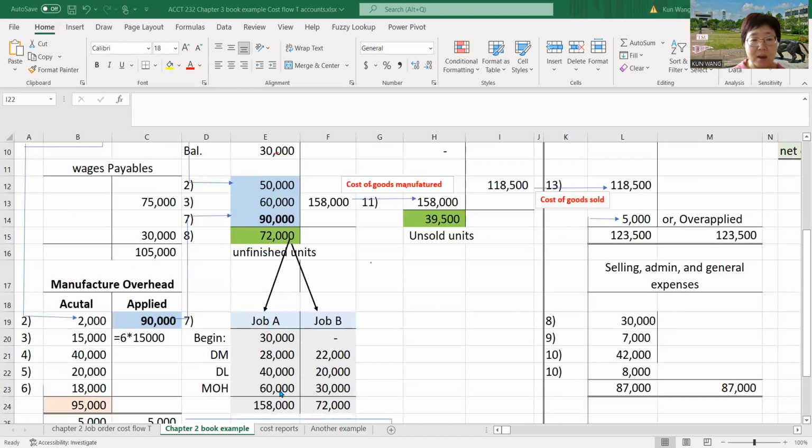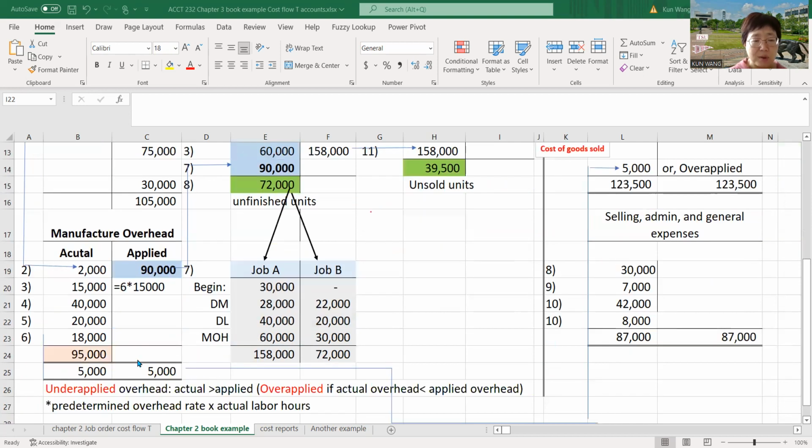Job A got 60,000 applied overhead and job B got 30,000 because of the actual direct labor hours they used, so the actual allocation base. As a result, at the end of the reporting period, the actual overhead and applied overhead won't be the same, right? Because the predetermined overhead is estimated.